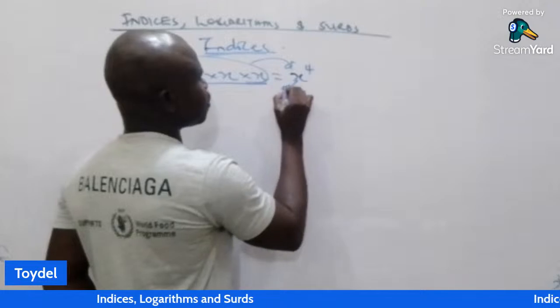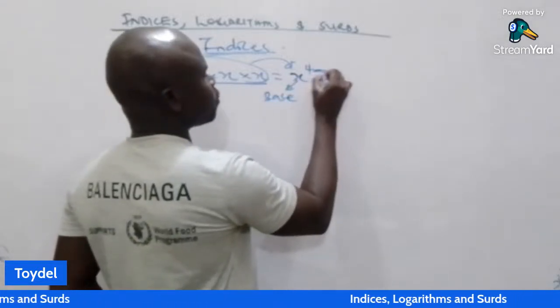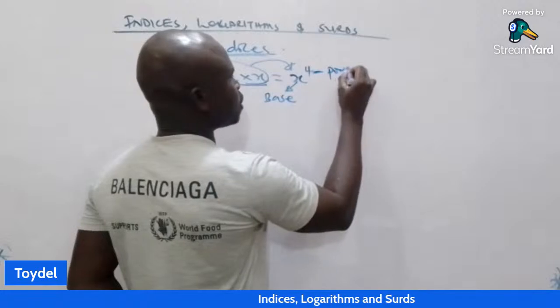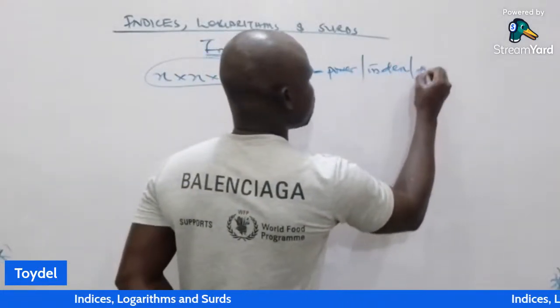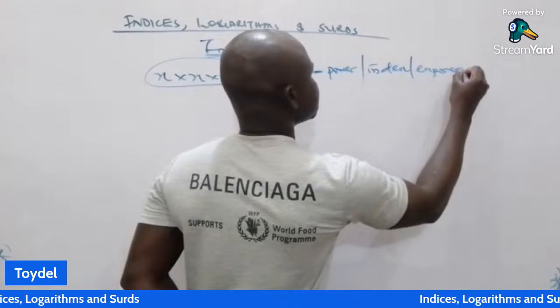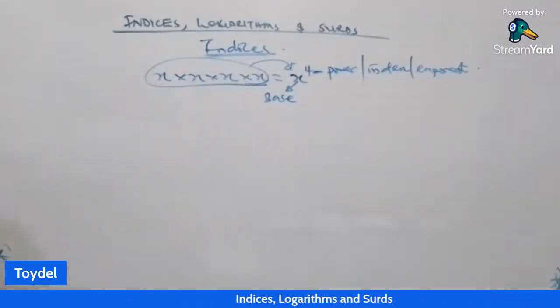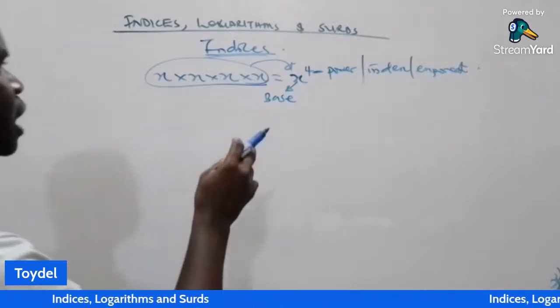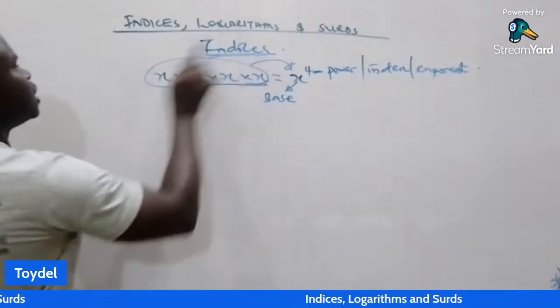Then this x is called the base. We call this x the base. And this 4 is called, you either call it power, or you call it index, or you call it exponent. So you can actually use those 3 words interchangeably: power, index, or exponent. Indices is the plural.